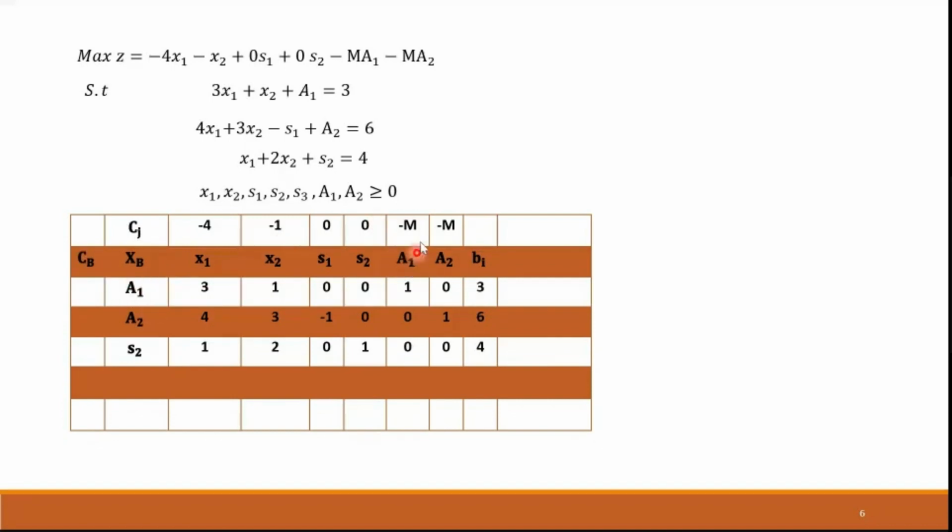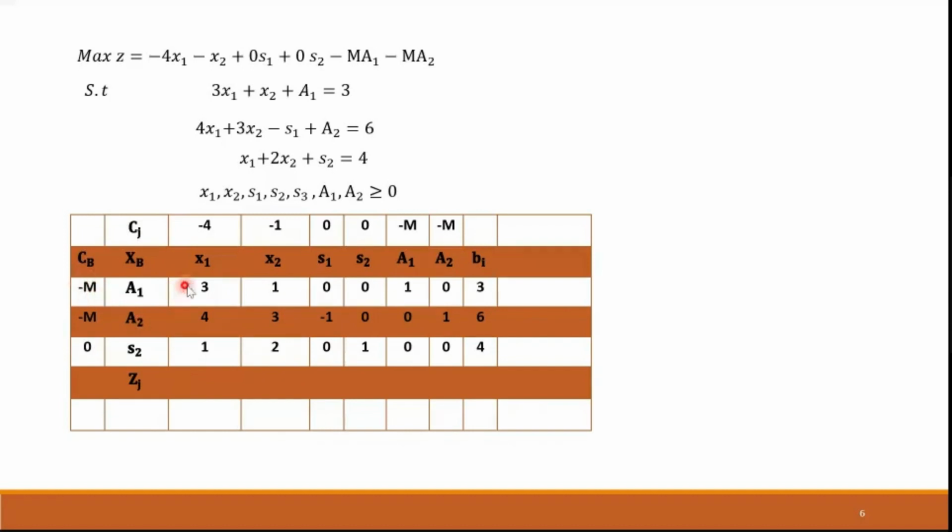Now we have to write the cost of these variables as CB. तो A1 का cost हमने Cj में क्या लिखा है? यहाँ पे -M. A2 का भी -M. S2 का 0 लिखा है. तो we have -M and 0. Then writing Zj. तो अभी Zj में क्या करना होगा? Each column के लिए हमको Zj लिखना है. तो -M into 3 plus -M into 4 plus 0 into 1, summation CB Xi. That is going to be the Zj column.